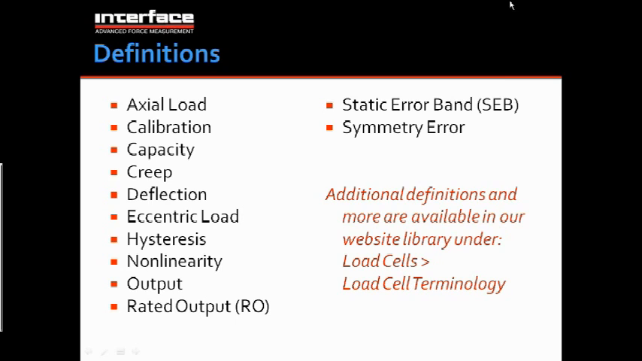So let's go over some of the definitions that are used in the load cell industry. We'll start with axial load, which is a load that is applied directly in line with the line of axis of the load cell. Any loads that are not applied along this axis are eccentric loads and will introduce errors to our output signal.